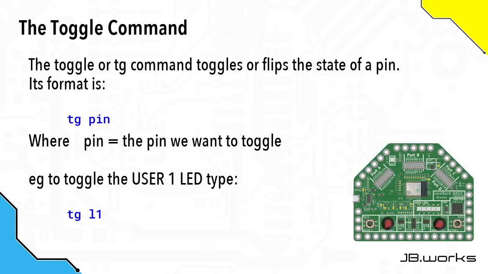So the toggle command, or TG, and we use TG just because that's shorter, is used to toggle the state of a pin. So the format is TG space and then the name of the pin that you want to toggle. So for example, in our case, we want to toggle one of the user LED pins. So to toggle user LED number 1, you would type TG space L1, press enter, and that will toggle the state of the user LED number 1.